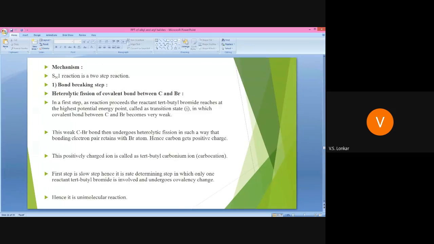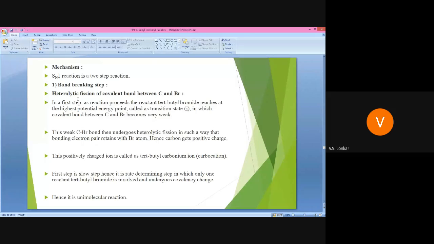See the first step. The first step is the bond breaking step, in which there is heterolytic fission of the covalent bond between carbon and bromine, because in this reaction the bromine or halide group acts as a leaving group. What do we mean by heterolytic? It means not the same. Whenever heterolytic fission takes place, one of the atoms acquires the bonding electron pair with it. One bonded atom donates its electron pair, and the other atom accepts the electron pair.